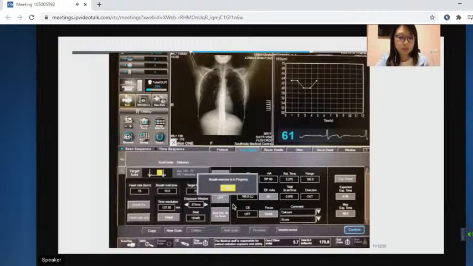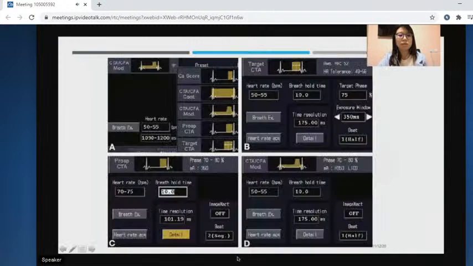And here you can see the beat on the left lower. Because this patient is quite stable in the heart rate, and the heart rate is below 65, it chooses a half segment reconstruction. And of course, you can choose other protocols to use, but mostly we choose prospective.